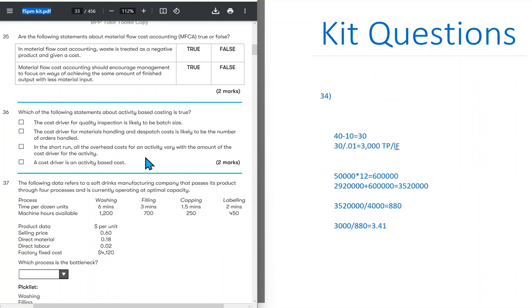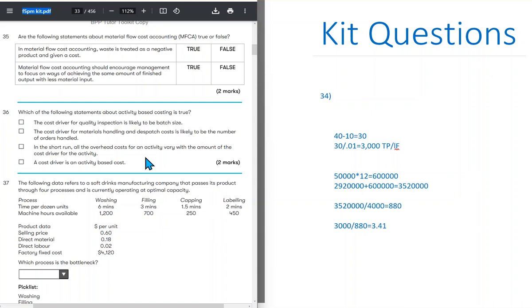Are the following statements about material flow costs accounting true or false? Remember, we saw this in environmental costing. In material flow cost accounting, waste is treated as negative product and given a cost. Material flow cost accounting should encourage management to focus on ways of achieving the same output of finished goods with less material input. Remember, in material flow cost accounting, we look at the flow of material, and then we had a positive product and negative product. The negative product was waste, and we should try to minimize that waste. So both of these statements are true.